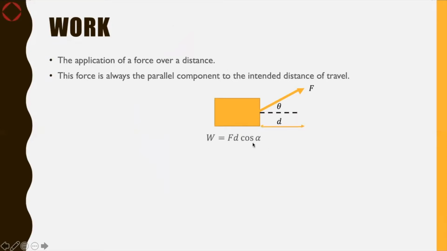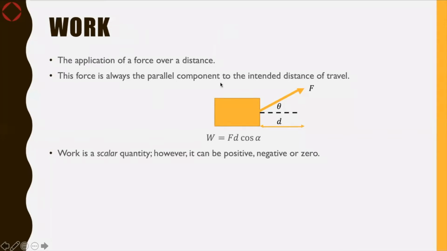Why? Because the perpendicular component will never make it move in the intended motion. Imagine that you want to move the object to the right. If you push it downwards, there's no way you can make it move to the right. That's why we only care about the parallel component. Parallel to what? To the intended direction of travel. So if you want to move it in the horizontal, we care about the horizontal component.